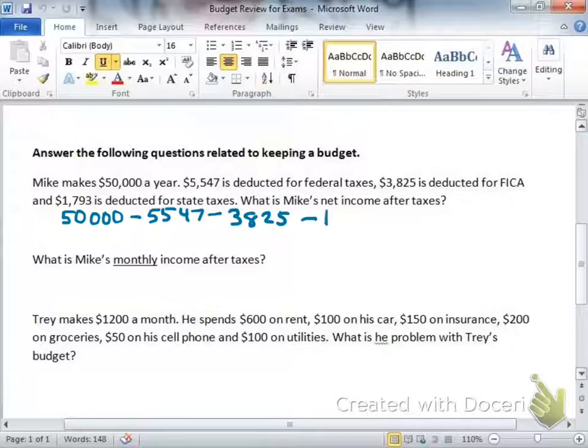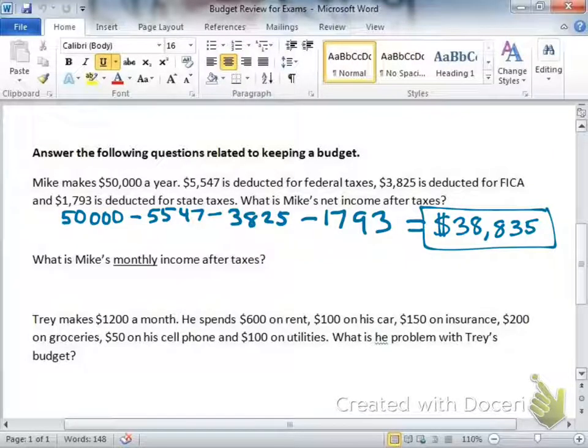And subtract the 1,793. Anyone have a total for me? 38,835. Yes, 38,835 is his net income. Now, I want to know his monthly net income on the next question.